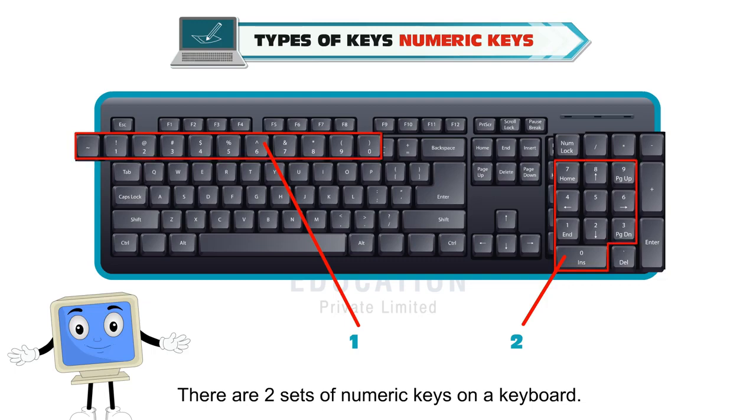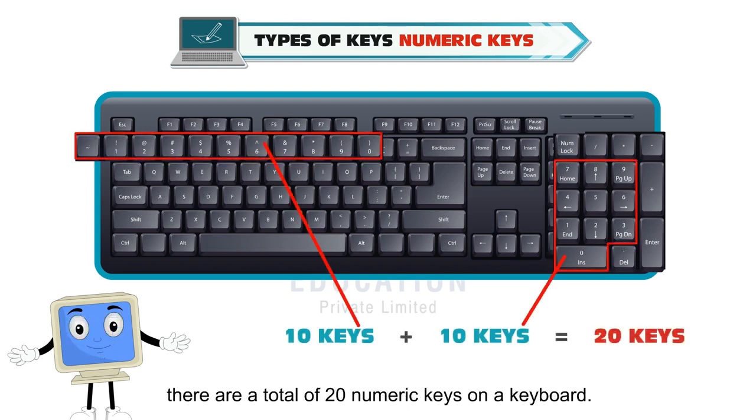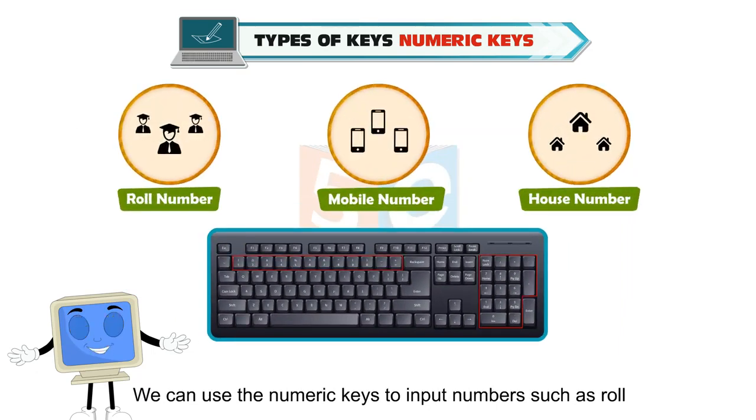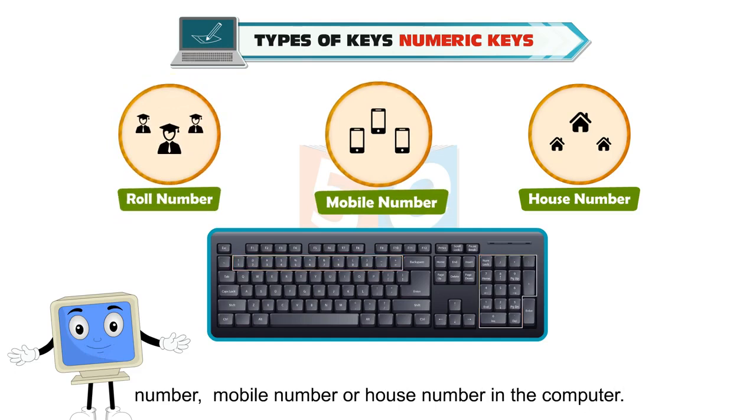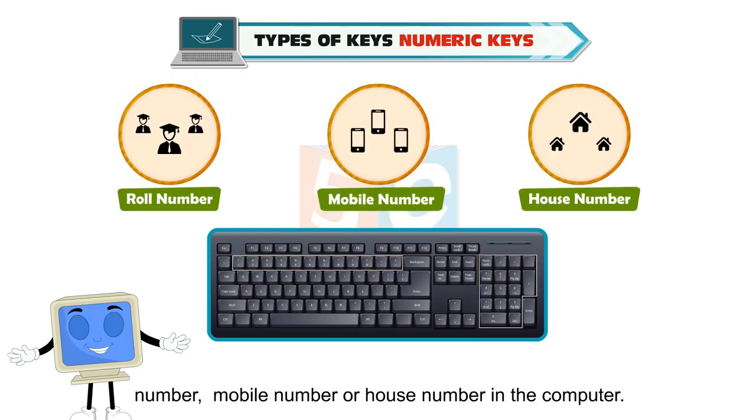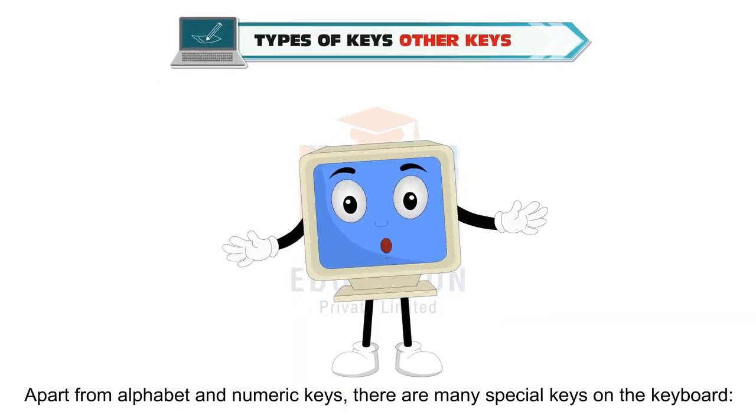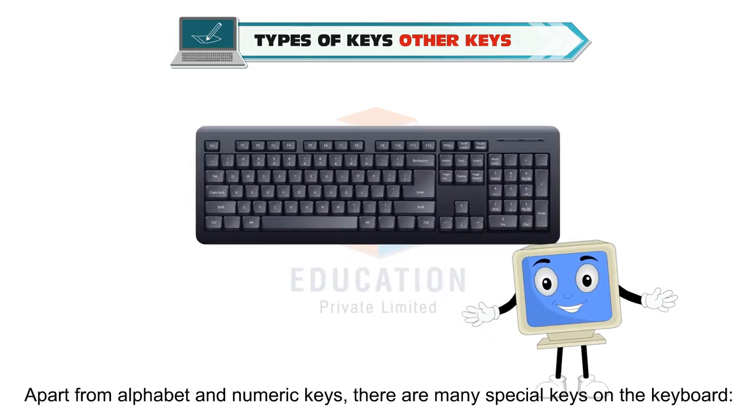There are two sets of numeric keys on a keyboard. So, since there are 10 keys in one set, there are a total of 20 numeric keys on a keyboard. We can use the numeric keys to input numbers such as roll number, mobile number or house number in the computer. Apart from alphabet and numeric keys, there are many special keys on the keyboard.